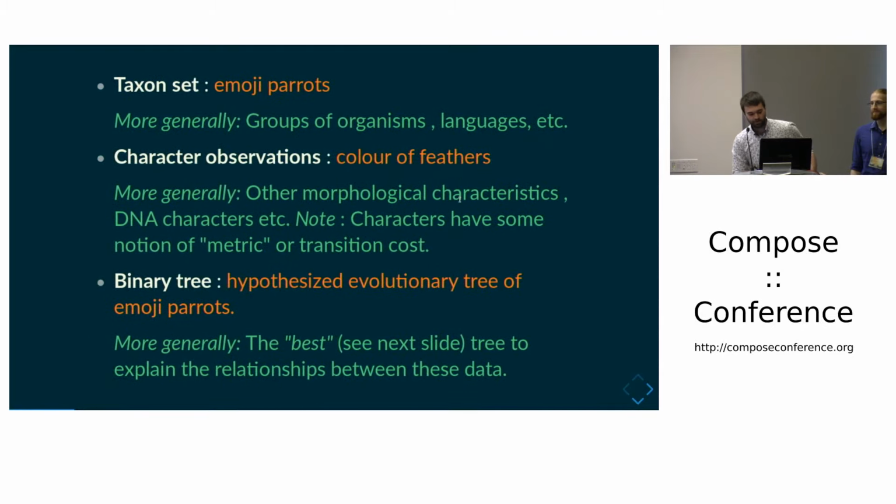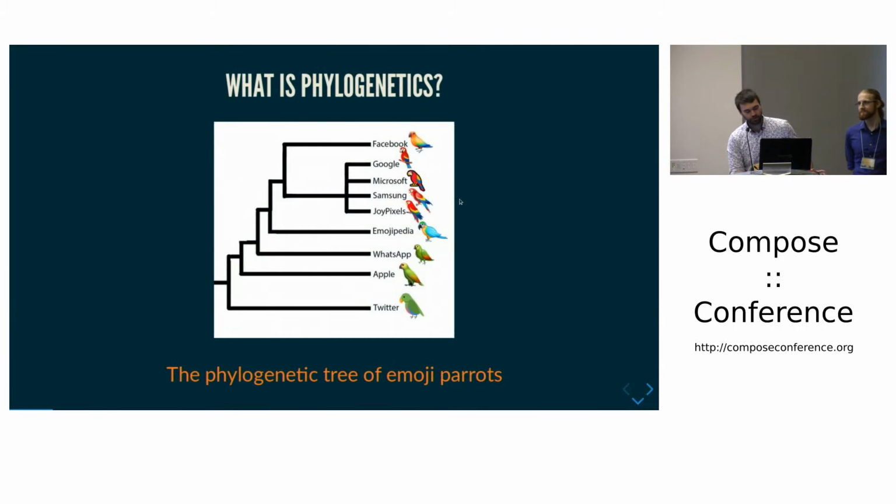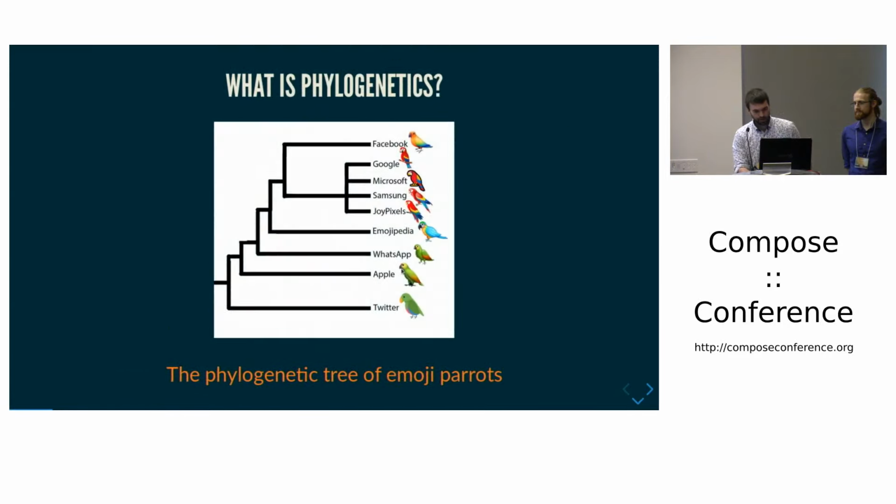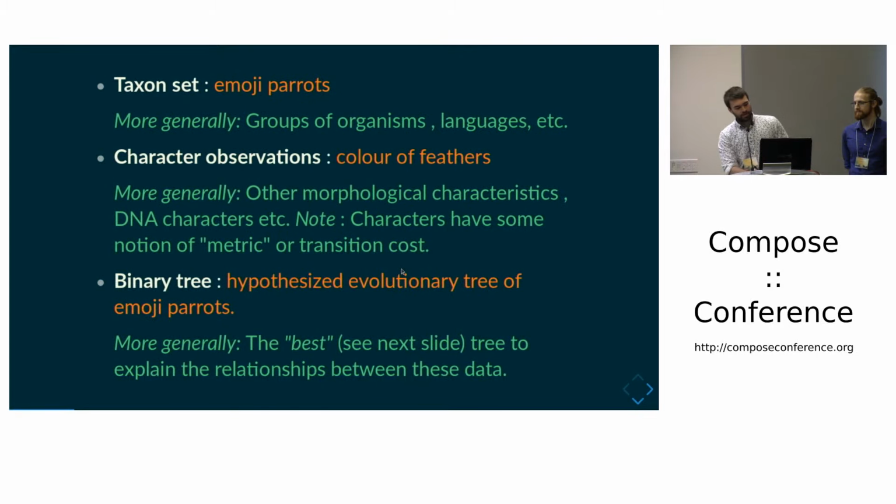And then we have character observations. In this case, we can think of something like the color of the parrots. So here, these are reddish parrots, this is orange-ish, blue, these are green. And that could be what we would call a character observation. More generally, the taxon set could be a group of organisms. It could be languages. It could be something very general. Similarly, these character observations are colors of feathers, but it could be other morphological characteristics, like beak length or something to do with talons. And it could also be DNA characters. So it could be, at this base site, what is the DNA base you can see?